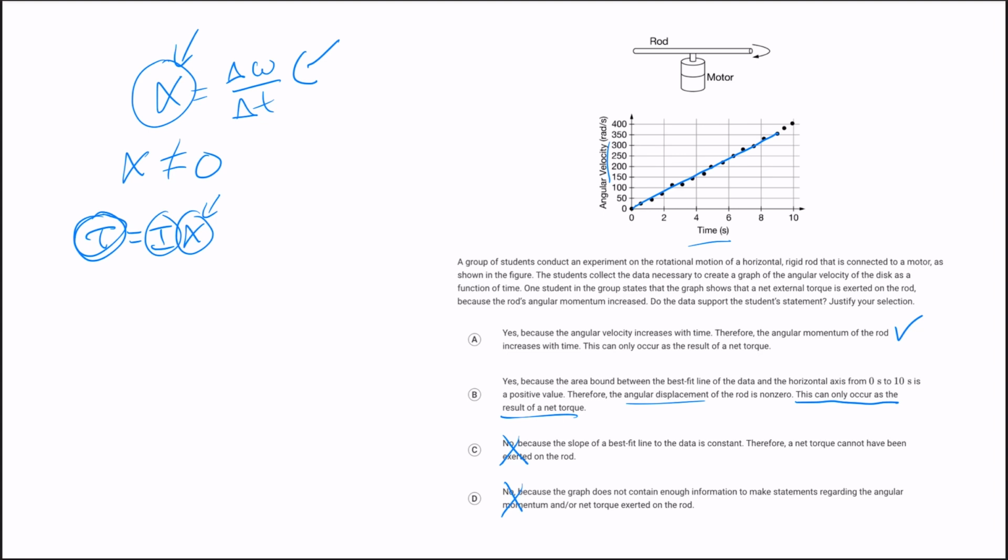If the rod already had some angular velocity that was constant, then it could be in equilibrium with no net torque, and the displacement could still be increasing. So we could have a straight line here, which suggests no acceleration and no net torque, and still have a positive value underneath that straight line between the graph and the horizontal axis. So B does make an incorrect statement in its last sentence, so we're going to have to go ahead and circle A here and move on.